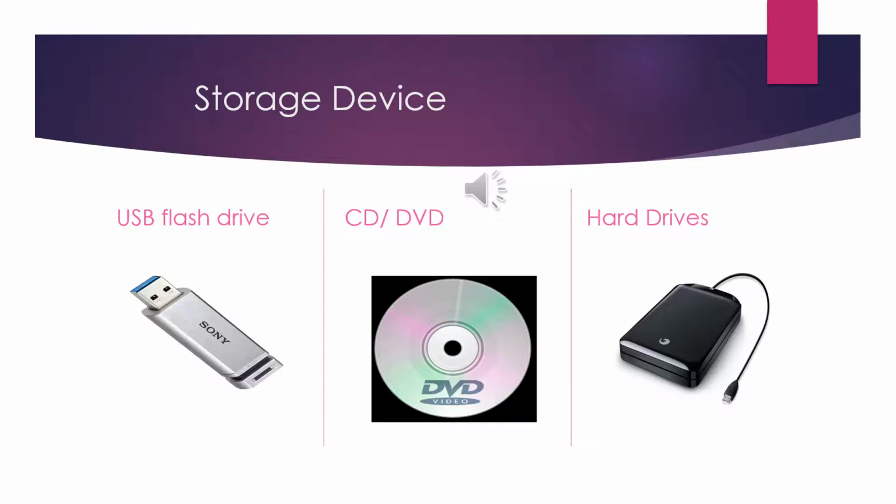Our first storage device is USB flash drive, as you can see in the picture. It is a small storage device used to carry data or transport files from one computer to another. You must have seen it. Our second device is CD or DVD. It refers to compact disc, digital video disc, and can store a lot of data.